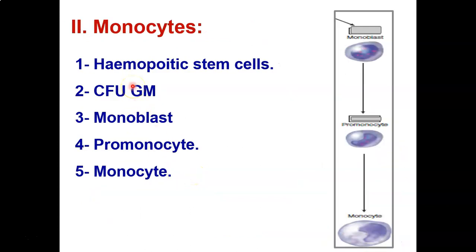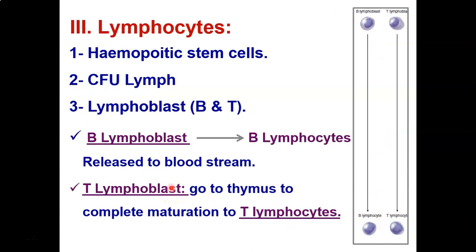Monocytes start from the stem cell, colony forming unit GM, which gives monoblast, and the monoblast gives pro-monocyte, and finally the monocyte.